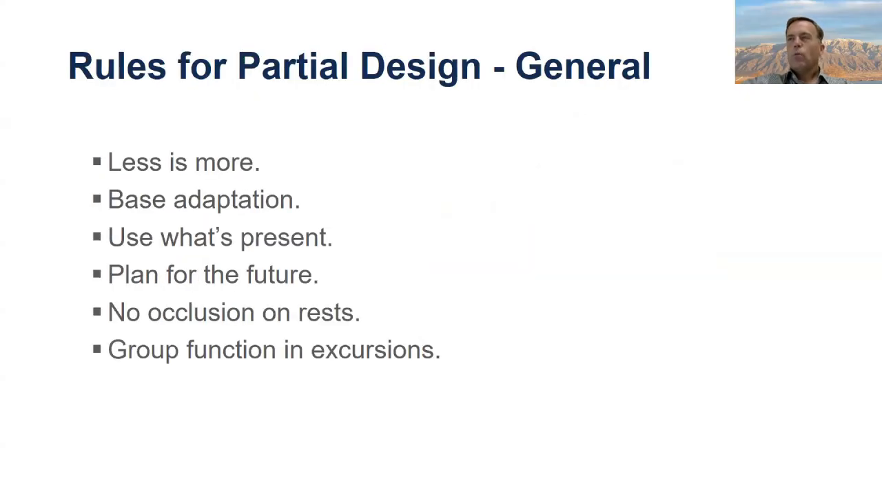So what are some general rules of partial design? We want to make sure that we use the least amount of things possible. So if we have a design with 5 clasps and a design with 4 clasps, the 4 clasp design is better because it's got less areas for food to get trapped.